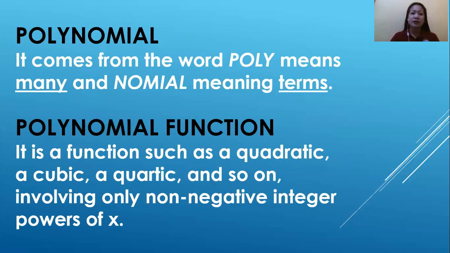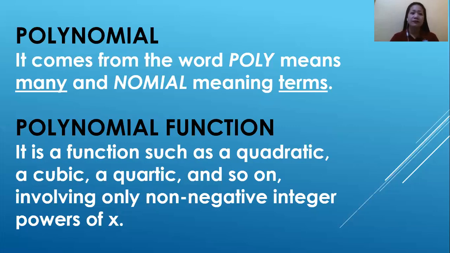So what is a polynomial? It comes from the word poly, meaning many, and nomial, meaning terms. Therefore, we all know that a polynomial has so many terms. We have 1 term, 2 terms, 3 terms, and more.